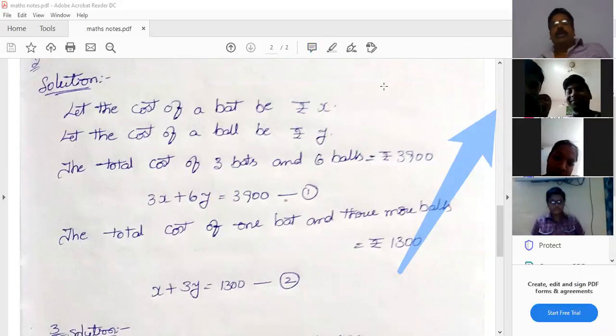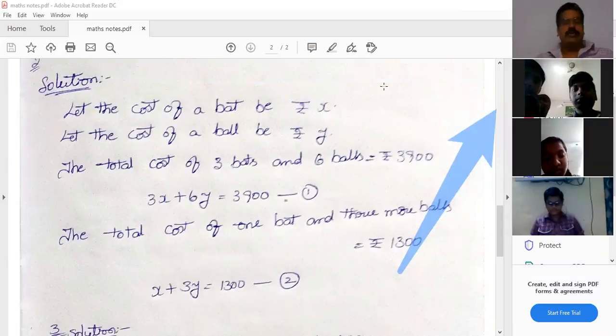Okay. Now in the second question he gave the cost of 3 bats and 6 balls is 3,900, and the cost of 1 bat and 3 more balls is 1,300. Represent the situation algebraically and graphically. Then here also you have to find the cost of a bat and the cost of a ball. That's why we can take: let the cost of a bat be x rupees first, and second the cost of a ball be y rupees.